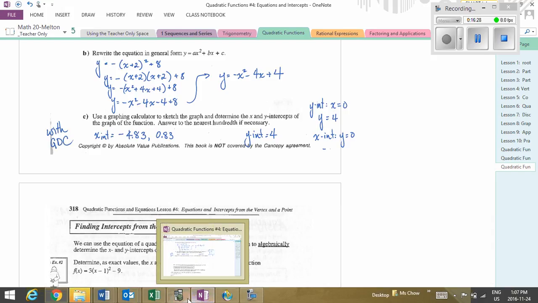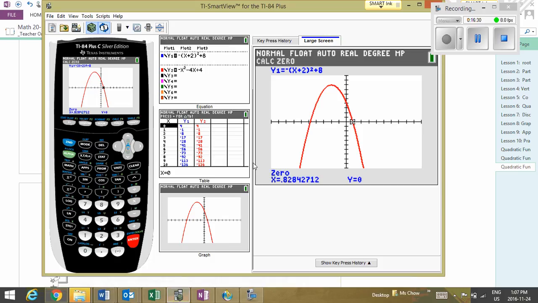I just want to go back to the calculator for a moment and show you a couple of things as well. What I don't want people to do, so if we were just looking at the graph, some students say, oh, you want the x-intercepts?